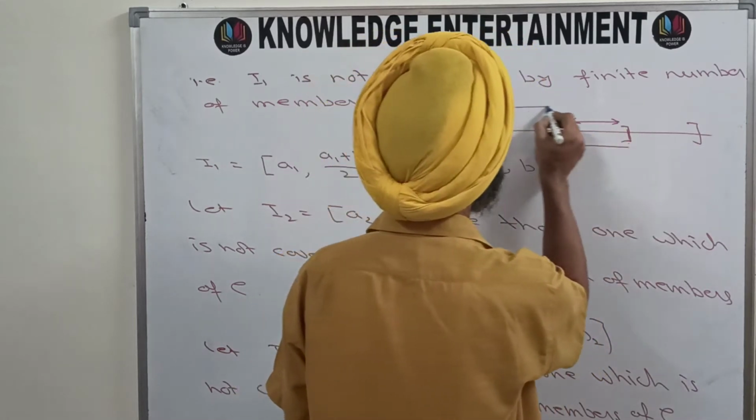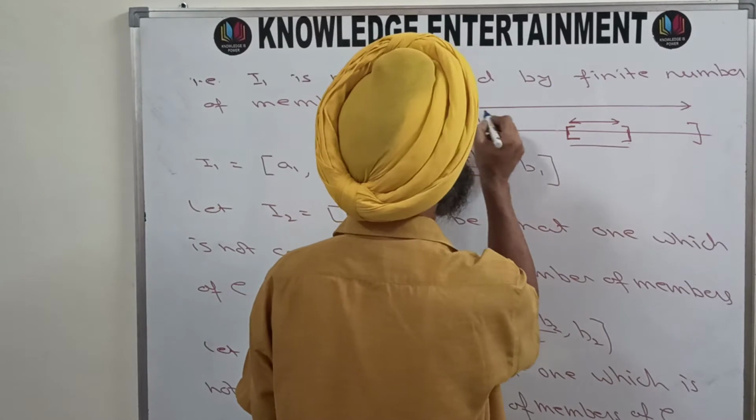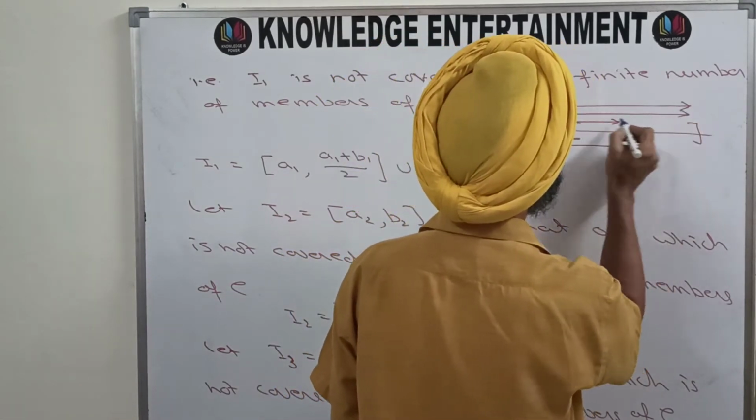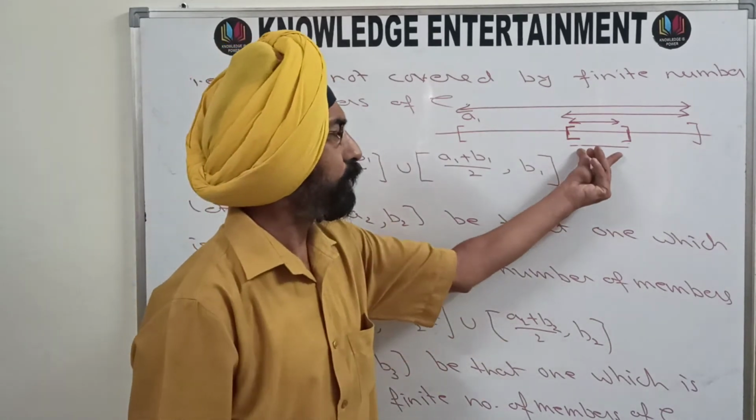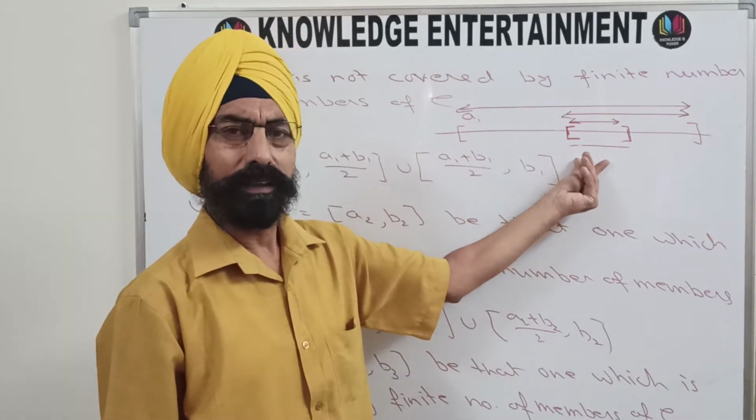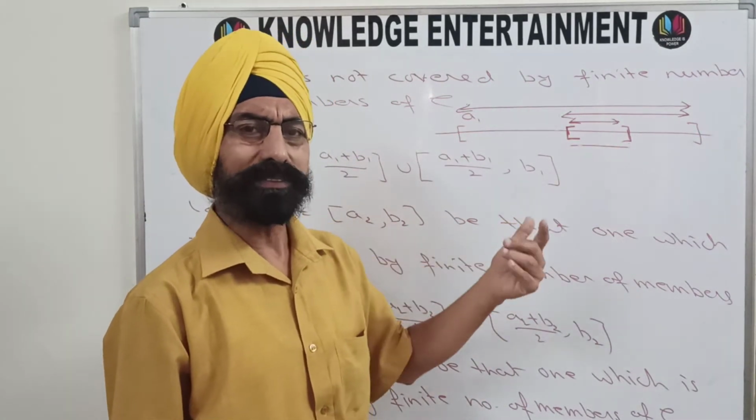Your first interval was this one. Your second interval was this one. This is the third, and so on. Once again, this will be reduced by breaking it into two halves, and so on.